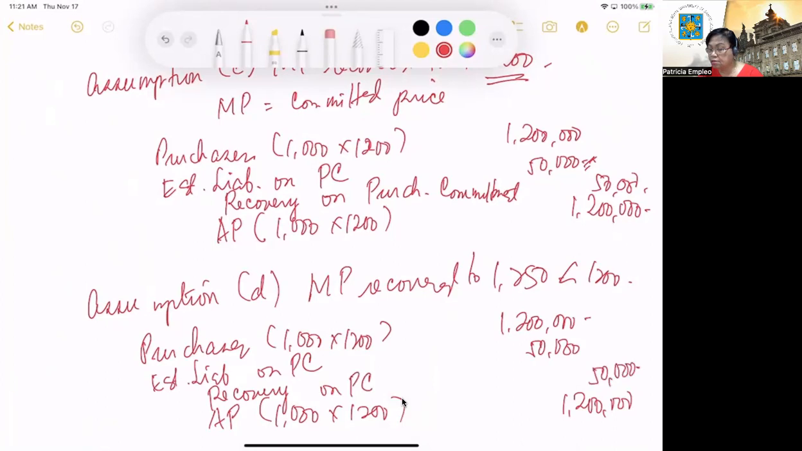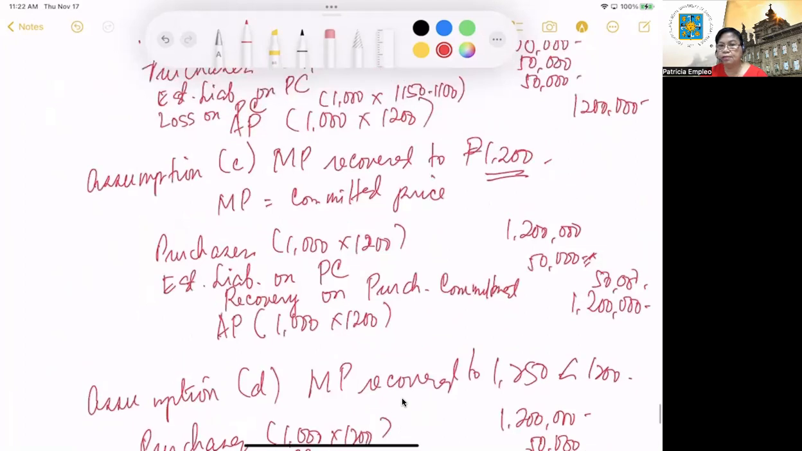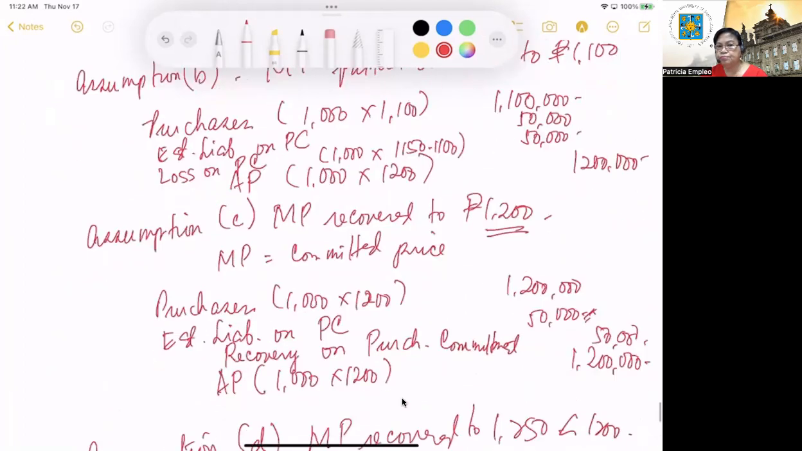Therefore, your entry under letter D, which we added only, is the same as your entry in letter C. So if the market price recovered to an amount higher than your committed price, of course, the amount of the recovery will only be limited to the amount of the previous loss that was recorded. Okay.